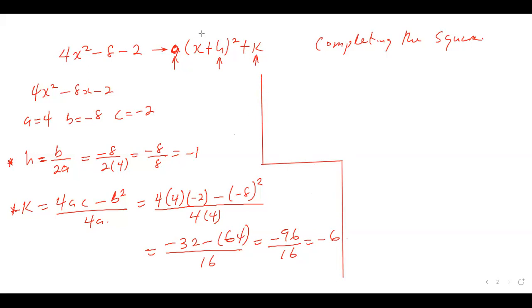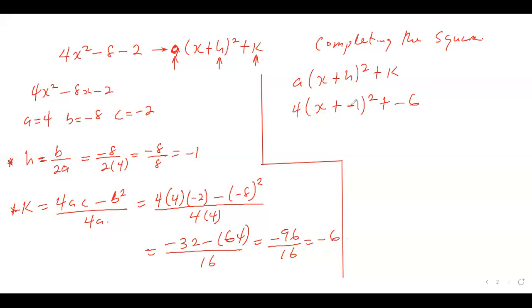Now, I'll come here, right? K is -6, sorry. So I'm going to write this in now: A, open bracket, X plus H, squared, plus K. Wherever I have A, my A is 4, open brackets, you put the X down. The H, our H is -1, squared, and our K is -6. Follow me, everybody.